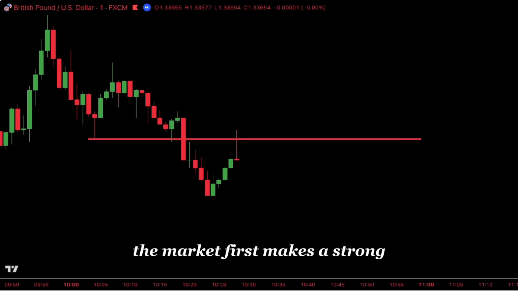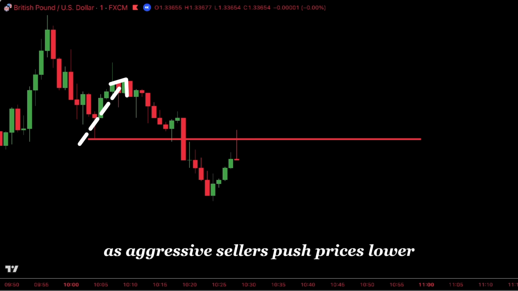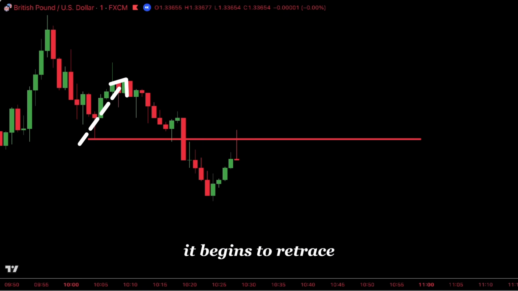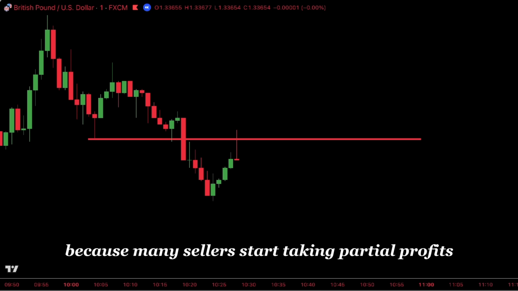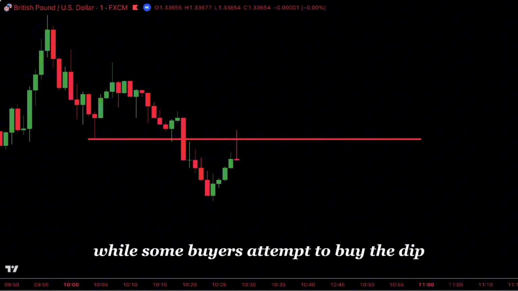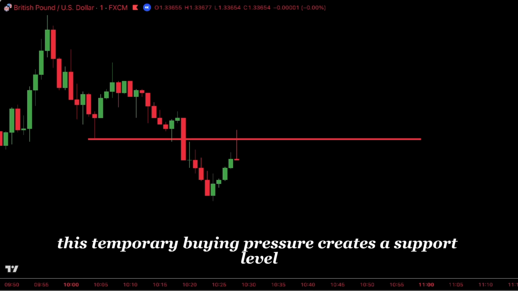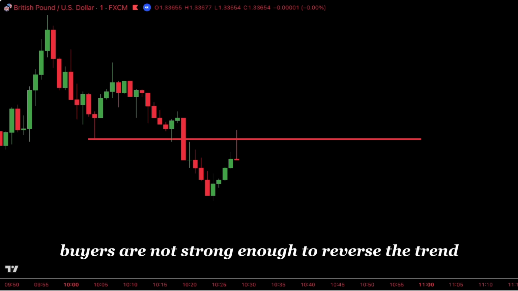The market first makes a strong impulsive move downward, as aggressive sellers push prices lower. Once the market reaches this level, it begins to retrace because many sellers start taking partial profits, while some buyers attempt to buy the dip. This temporary buying pressure creates a support level. However, buyers are not strong enough to reverse the trend.